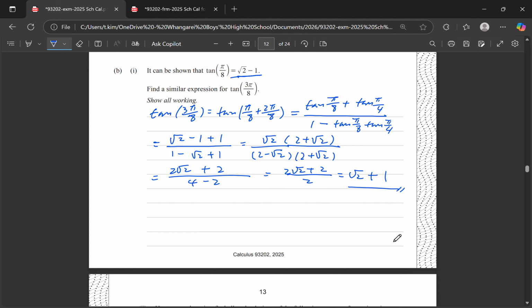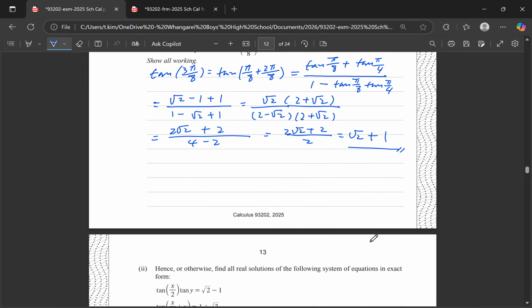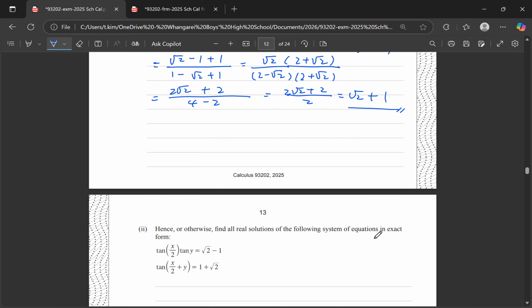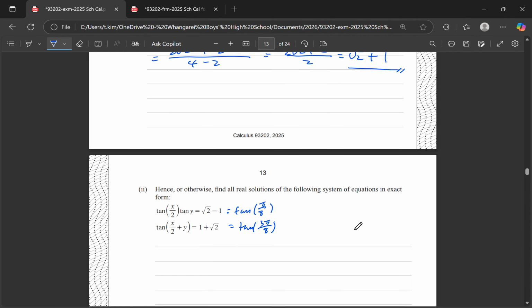I do believe we have to use this: tan(π/8) = √2 − 1. So the first equation is equal to tan(π/8), wasn't it? Yeah. And the second equation is tan(3π/8). I don't think we need that one, but I'm just writing it down. So say this is equation 1 and 2.